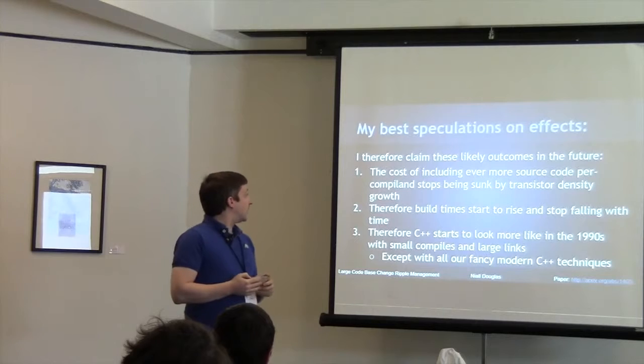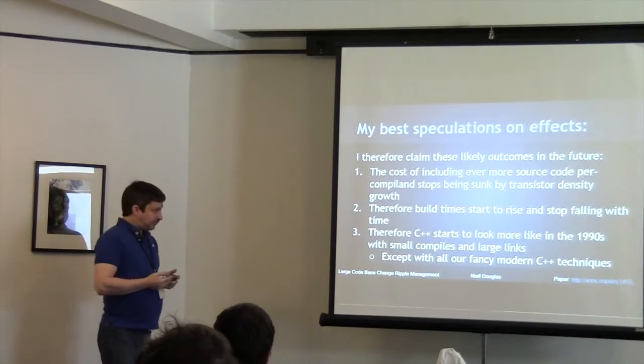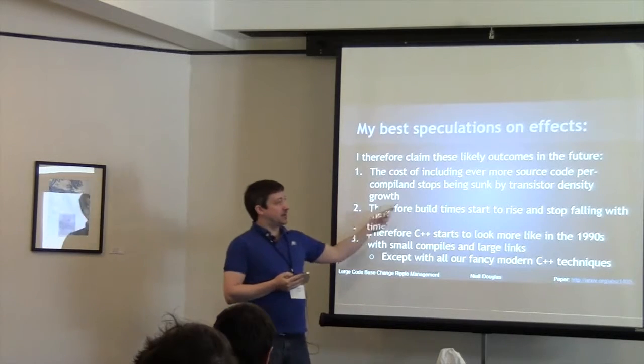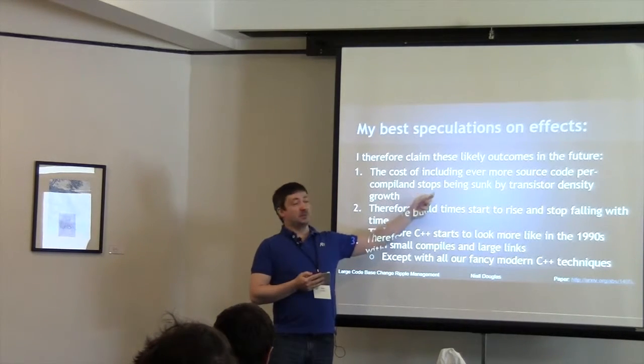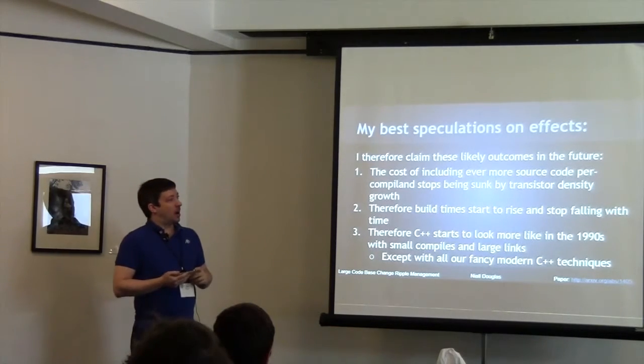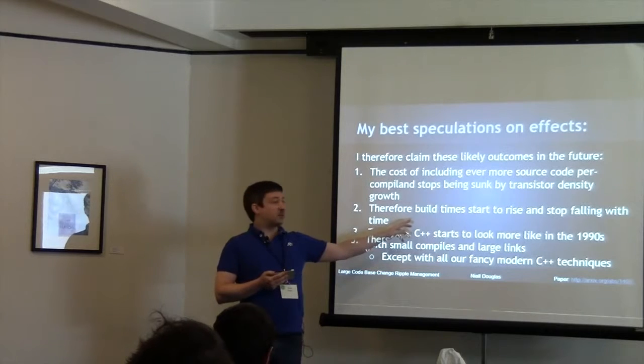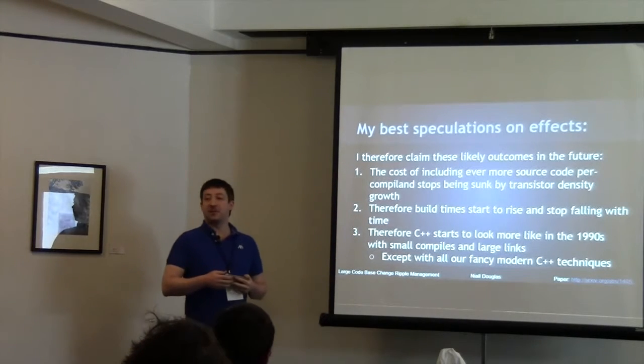For us C++ programmers, I'm going to make the following claims. I'm going to claim that the cost of including ever more source code per compiland stops being sunk by transistor density growth. I think that's fairly non sequitur. I think what's going to happen then is build times are going to start rising instead of falling with time.